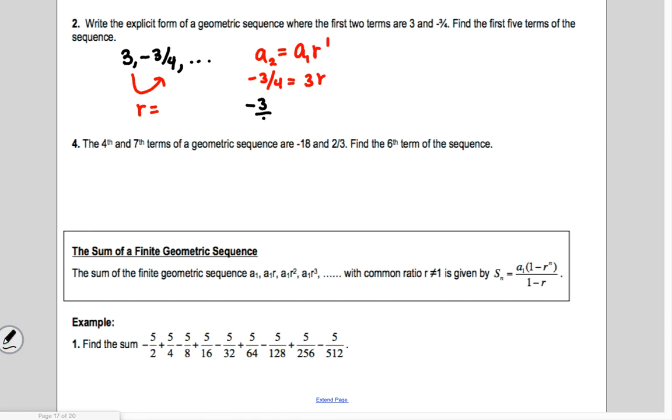So if I do negative 3/4 divided by 3, I get negative 3/4 times 1/3, which is negative 1/4. Could you guys do that without writing that whole thing? Probably. You could think of it as like 3 over 1 and say, oh, I need a negative 1 on top and I need a 4 on the bottom. Yeah? So I get r is equal to negative 1/4.